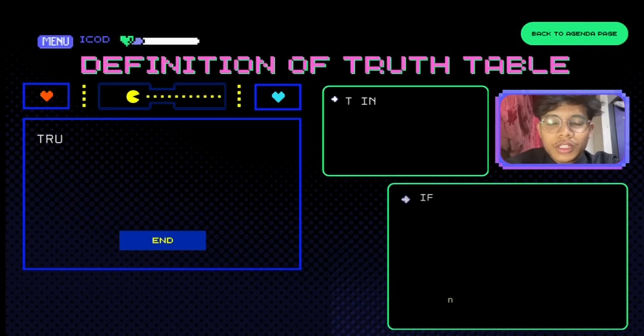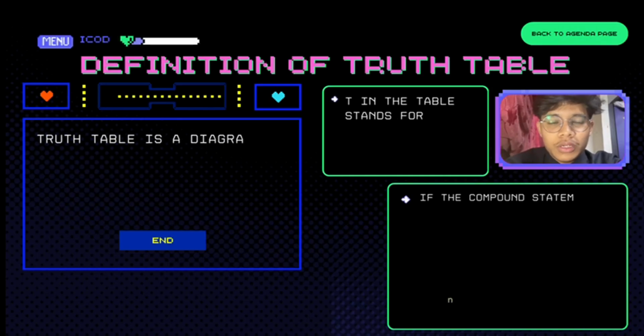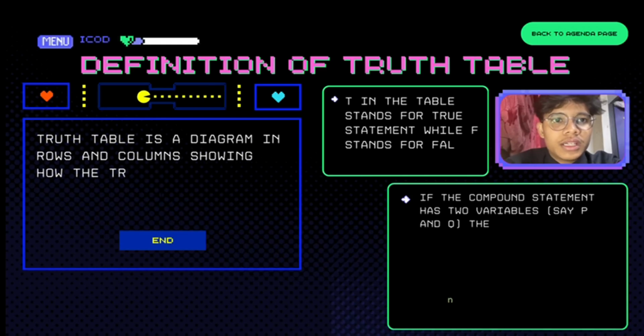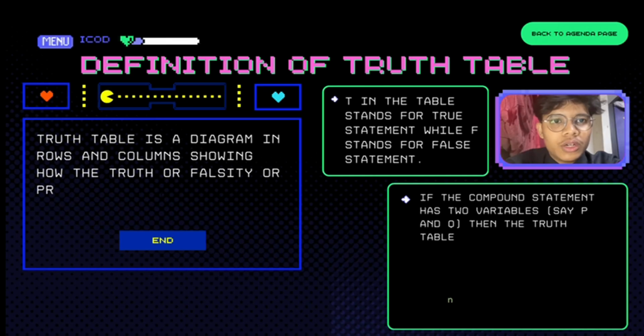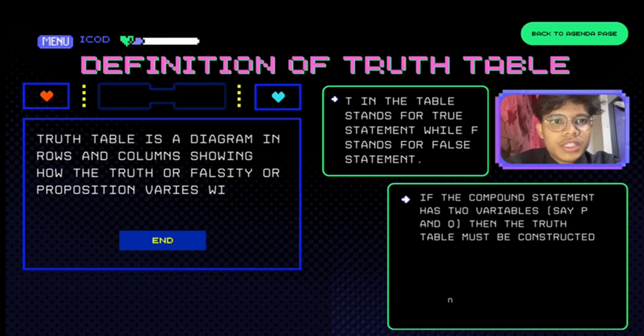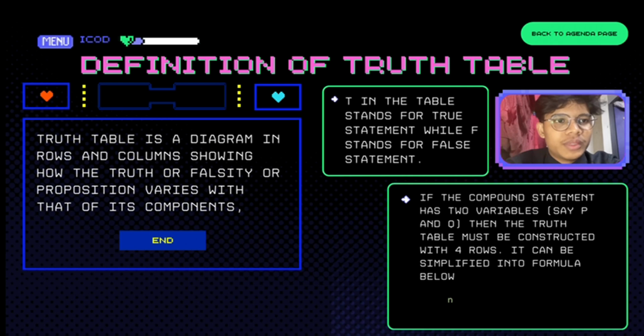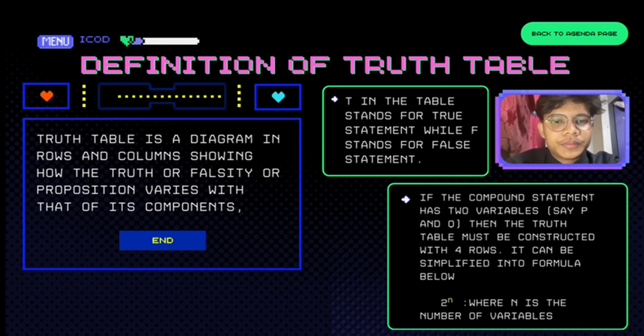Hi, Assalamualaikum. Today I will present to you about truth table. So, the definition of truth table: a truth table is a diagram in rows and columns showing how the truth or falsity of a proposition varies with its components. T in the table stands for true statement, while F stands for false statement. If the compound statement has two variables, let's say P and Q, then the truth table must be constructed with 4 rows. It can be simplified into the formula below: 2^n, where n is the number of variables.